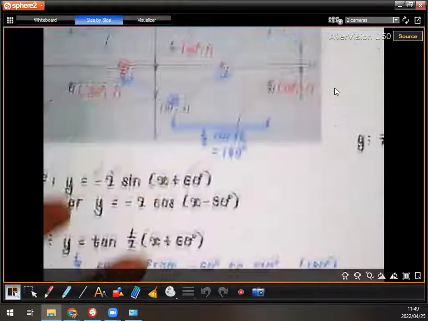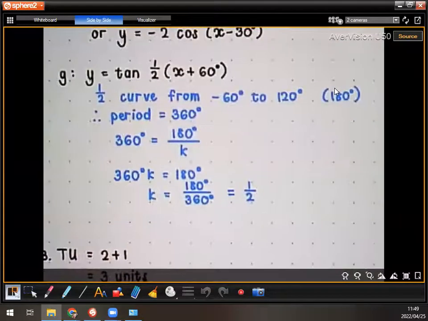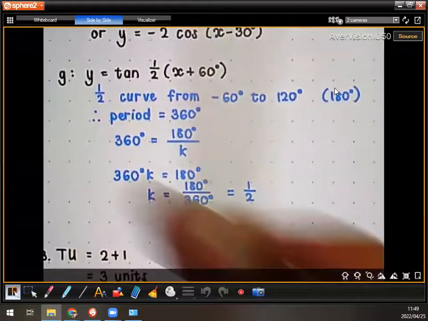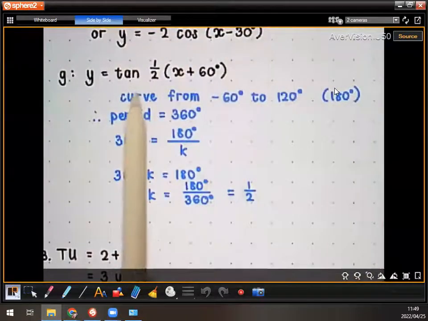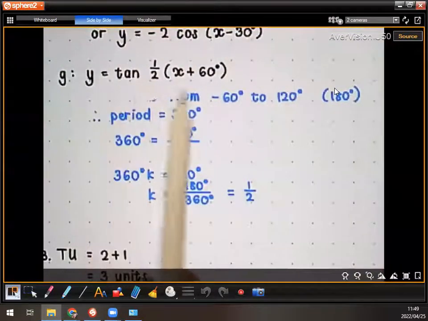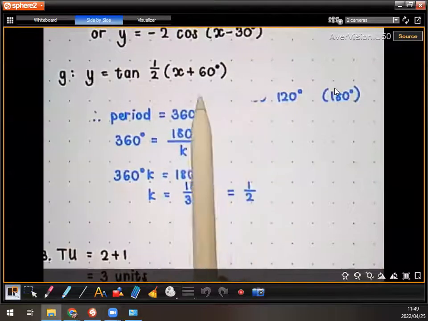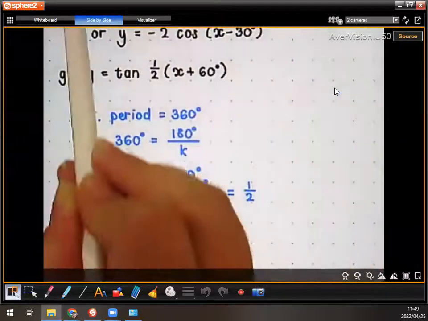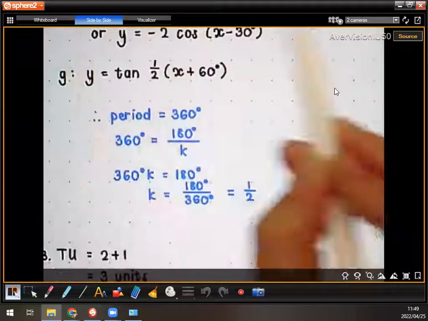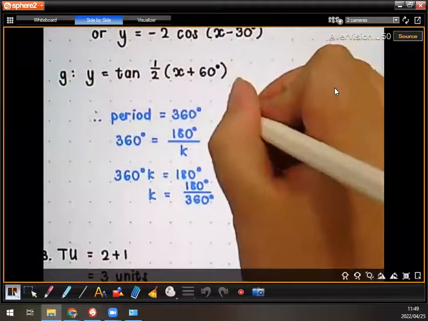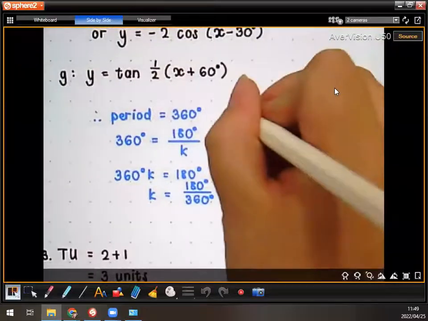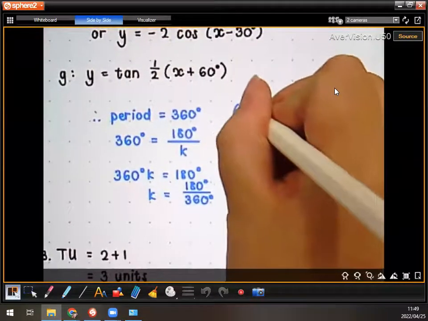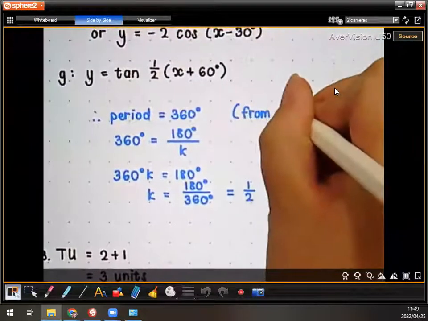So I did that whole calculation again. I said, okay, there's half a curve. Actually, let me change this. We're not talking about half a curve. Let's rather talk about the whole period. It was 360, from negative 240 to 120.